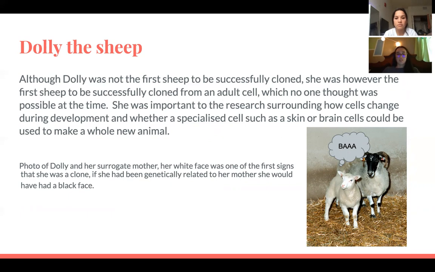I thought the photo was interesting. If you see on the side there, that's her surrogate mother. Her white face was one of the first signs that she actually was a clone. If she had been genetically related to her surrogate mother, she would have had a black face.